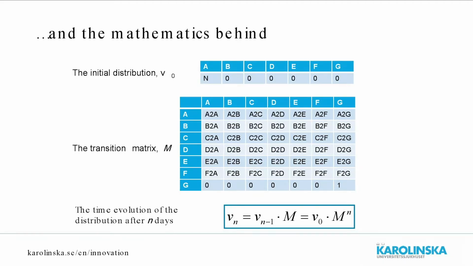The mathematics behind this model is a transition matrix, where you have the probability of staying in a state as the diagonal elements, and the probability of leaving the state and going to another state as the off-diagonal elements of this matrix. Now, the time evolution of the distribution you get by iteration. You multiply the current distribution with this transition matrix, and then you get the next day's state distribution. Then you multiply that distribution with this transition matrix, and you will have what the distribution would look like the day after.